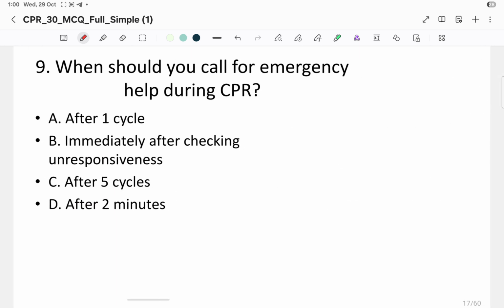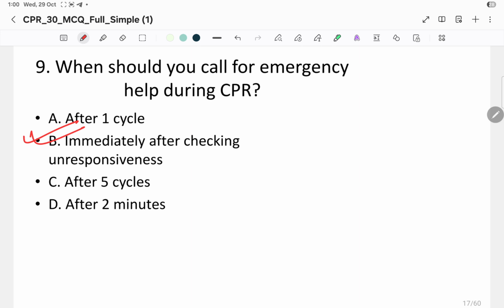Next, when should you call for emergency help during CPR? Option A, after 1 cycle. B, immediately after checking unresponsiveness. C, after 5 cycles. D, after 2 minutes. And the correct answer is option number B, immediately after checking unresponsiveness.